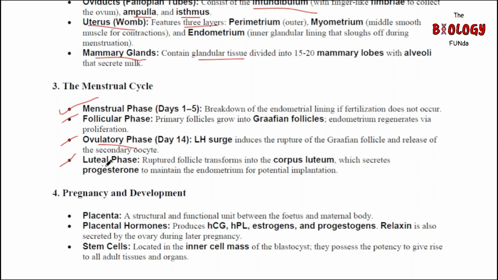Then we have luteal phase. Luteal phase is when the ruptured follicle transforms into corpus luteum which secretes progesterone, and this progesterone maintains the endometrium for potential implantation.